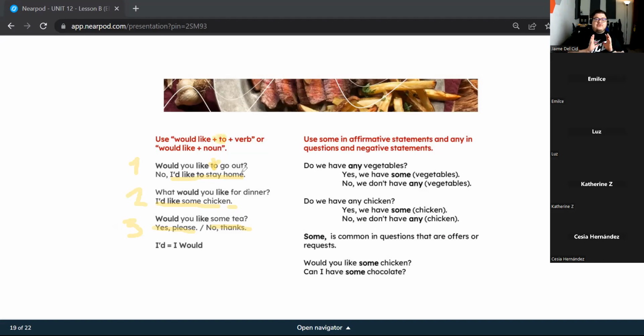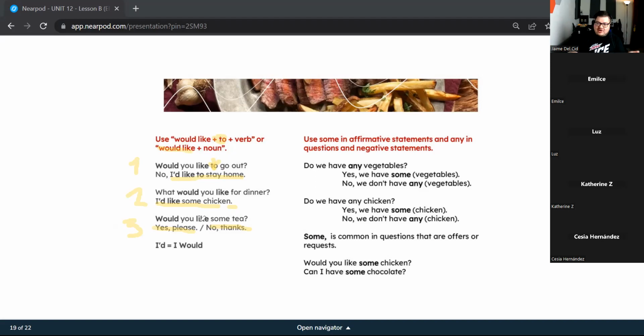Ahora, si ustedes le están ofreciendo una cosa a alguien, ¿verdad? Ya no es una actividad, sino es una cosa. Por ejemplo, would you like some chicken? Would you like some coffee? Would you like some tea? Vean que ya no estoy diciendo would you like to some coffee? Would you like to some tea? No, porque no es verbo, ¿verdad? Coffee, tea, sandwiches, soda, peanuts, todos estos son sustantivos, no son verbos. Entonces, por eso no usamos el to, sino solo usamos el would like, ¿verdad? Y un sustantivo, ¿verdad? Would you like some tea?